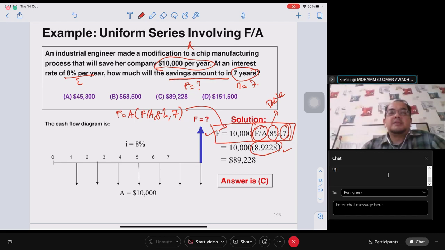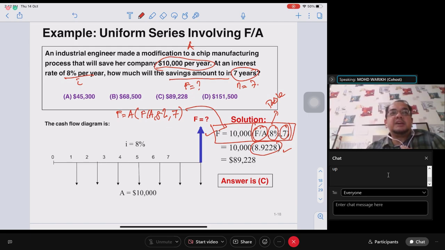So how come the saving of 10,000 per year is down as well? It should be up because it's saving as well. The word is savings, but the company has to pay every year 10,000 ringgit. So are they paying or saving per year? That means they have to pay. They have to pay every year, so that means it is an outflow.